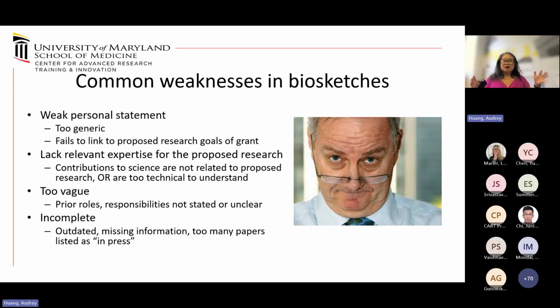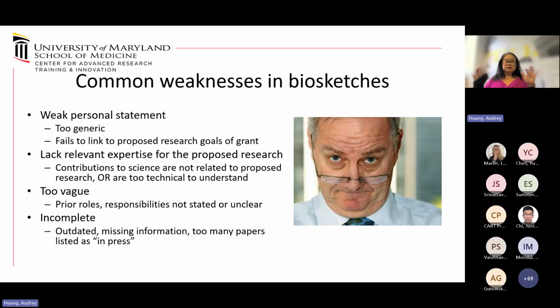Lack of relevant expertise for the proposed research. Again, the contributions to science are not related to the proposed research, or sometimes people write really technical contributions to science and nobody can understand what they're talking about, pardon my French, and then the reviewer can't judge whether or not they actually have the expertise to do the work that's being proposed.